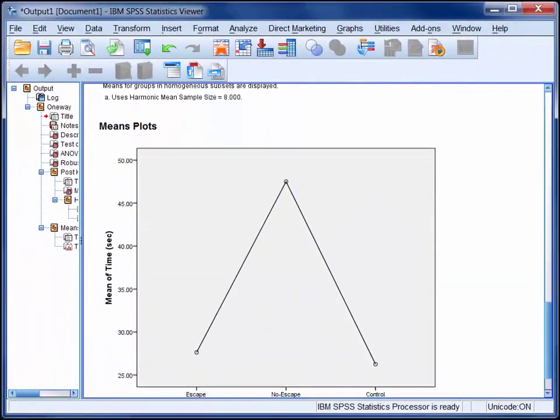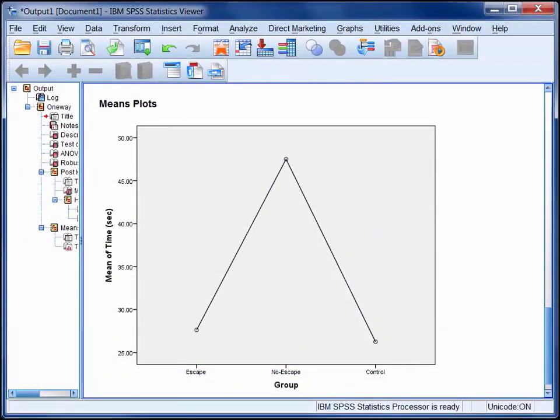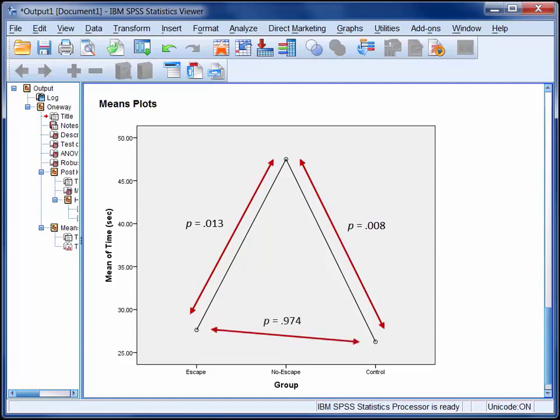And finally, if you're not comfortable with reading direction from the means table, you can simply interpret the means plot. The no escape group took significantly longer to jump the barrier than the other two groups. The escape and control groups did not differ by any more than would be expected by chance.